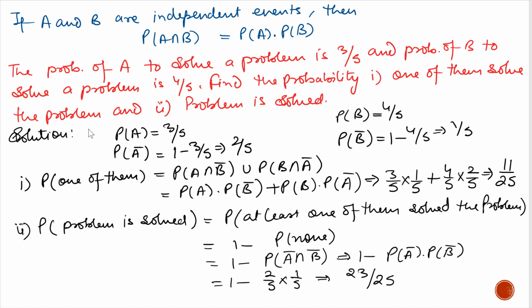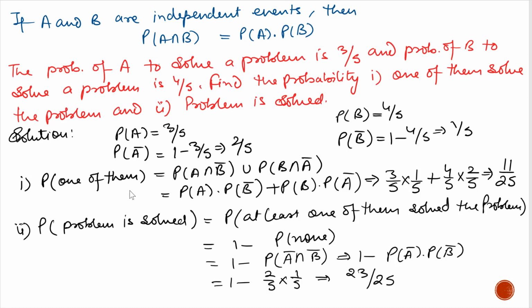Now, it is given that probability of A is 3 by 5. So, what's the probability of not A? Not A is 1 minus probability of A, which equals 2 by 5. Probability of B is given as 4 by 5. So, what's the probability of not B? 1 minus probability of B, which equals 1 by 5. First of all, we want to find out the probability of one of them. One of them means A solves the problem, then B not. Or B solves the problem, then A not.